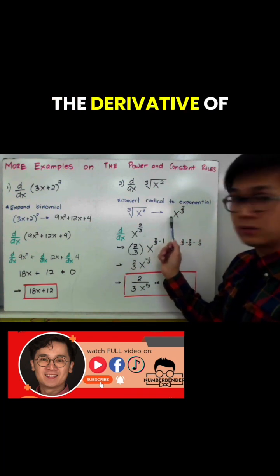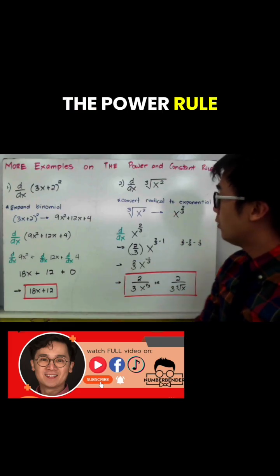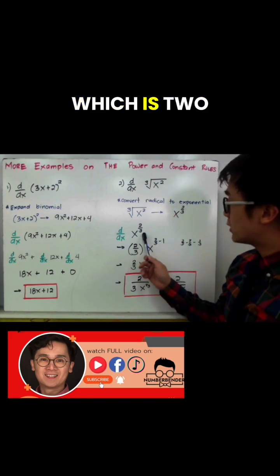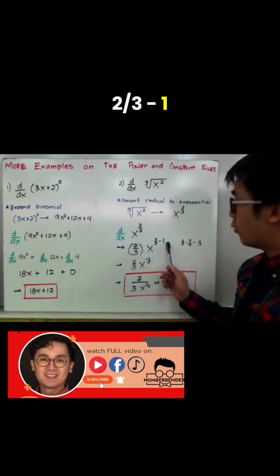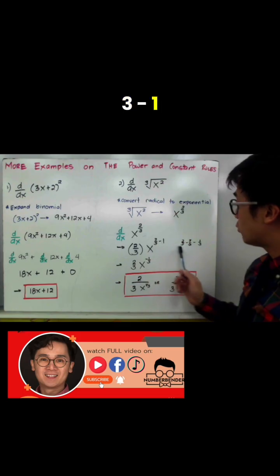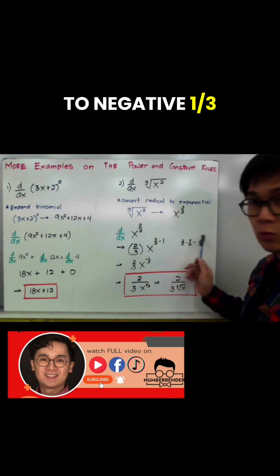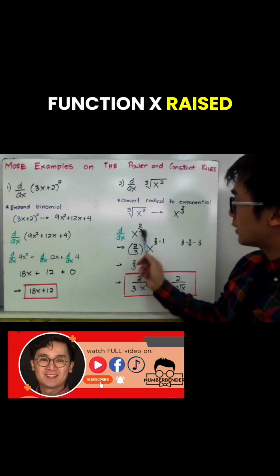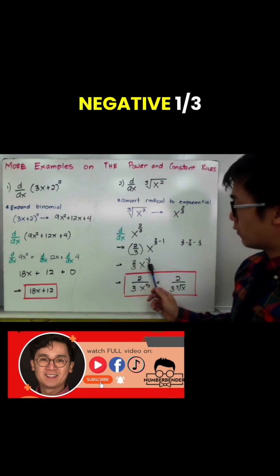And in finding the derivative of this particular function, just like using the power rule, all we need to do is to bring down our exponent, which is 2/3, times x raised to 2/3 minus 1. Now 2/3 minus 1 is 2/3 minus 3/3, which is equal to negative 1/3. So therefore, the derivative of our function x raised to 2/3 is 2/3 times x raised to negative 1/3.